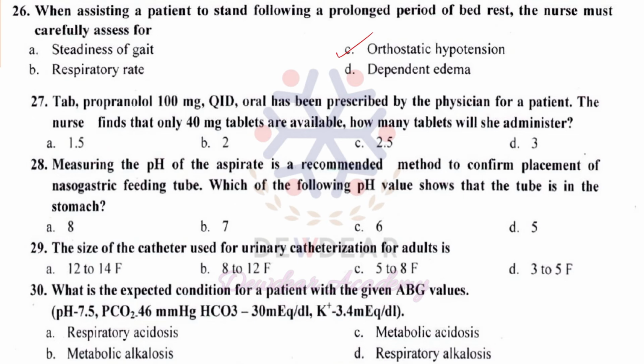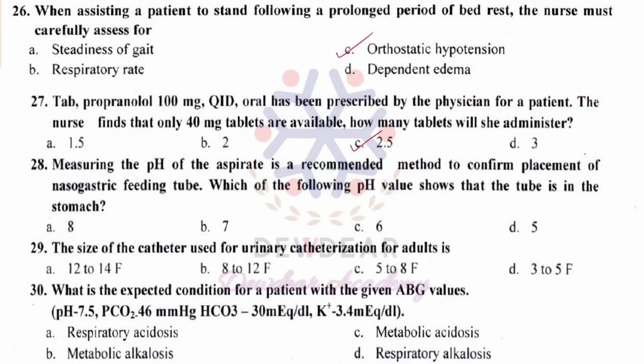Then question number 27. Tab propranolol 100 mg QID oral has been prescribed by the physician for a patient. The nurse finds that only 40 milligram tablets are available. So how many tablets will she administer? Here the answer is 2.5. This is from the drug calculation section, so you have to note the drug calculations. The number of tablets to be administered is 2.5.